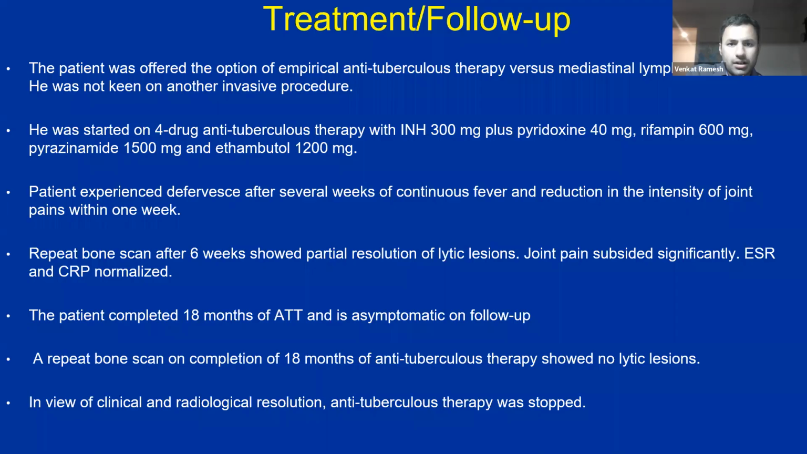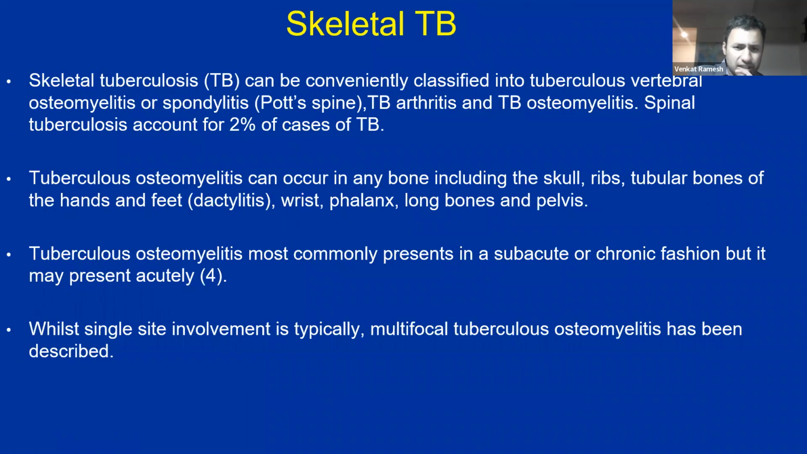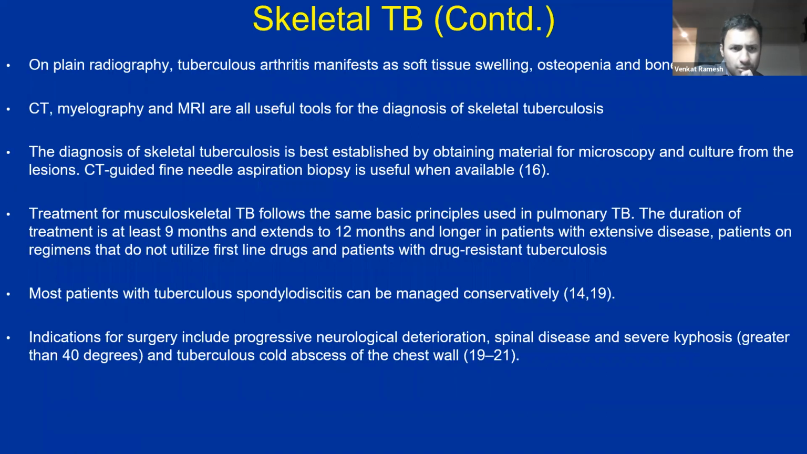So this patient was put on RIPE therapy. He experienced quick defervescence after several weeks of fever, and was really doing well. There was a reduction in the intensity of joint pains within a week. A repeat bone scan after 6 weeks showed partial resolution of the lytic lesions. Joint pains had subsided, and ESR and CRP normalized. He completed 18 months of anti-tuberculosis therapy, and a repeat bone scan after 18 months showed no lytic lesions, and therapy was stopped. So really, I won't discuss much about skeletal TB for want of time.